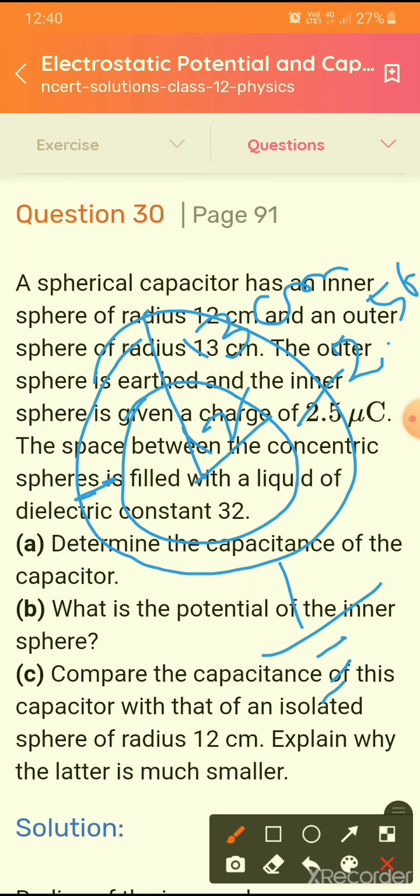with a liquid of dielectric constant 32. Dielectric constant value will be 32. So here, determine the capacitance of the capacitor. That is the first question.